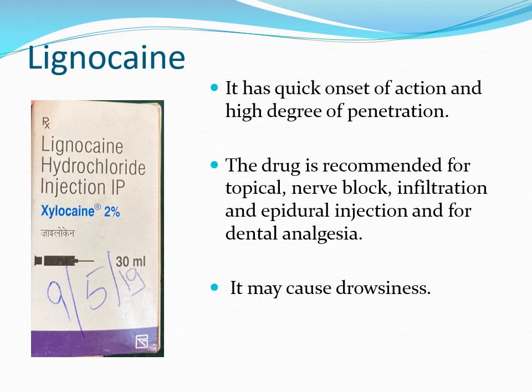Next is lignocaine. It is used as a 2% solution. We use it for giving peribulbar block usually. It has quick onset of action and high degree of penetration. Then the drug is recommended for topical nerve block, infiltration, and epidural injection for dental analgesia, and it may cause drowsiness. So this is a very commonly used anesthetic agent.